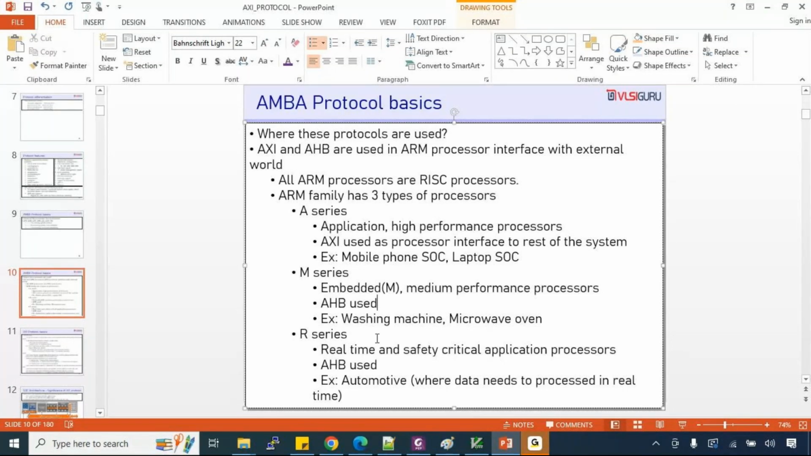The third series is what? The R series, the real time series. R stands for real time, for safety critical application processors. The best example is auto driven cars. There it collects the information on the fly, processes it with high priority, and takes the further decision. In all those things, they will use an R series processor. That's why it's called real time. Here also AHB is used, in automotive applications where data needs to be processed in real time.